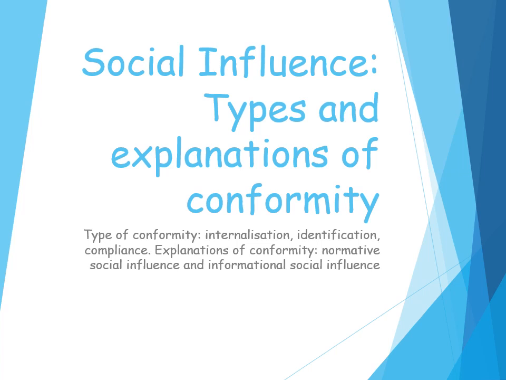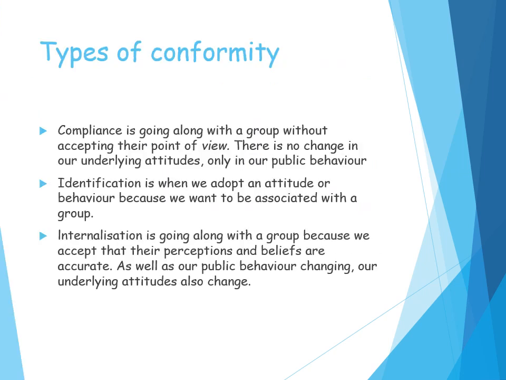Explanations of conformity. You need to be aware of the three types of conformity: internalization, identification, and compliance. And the two explanations for conformity are normative social influence and informational social influence. So, the types of conformity then.